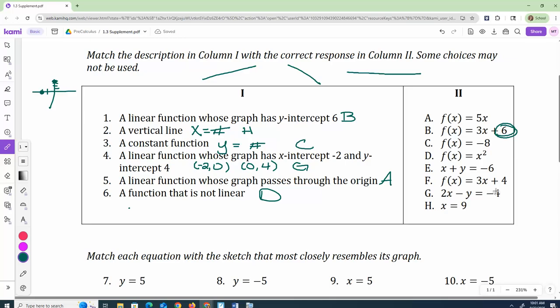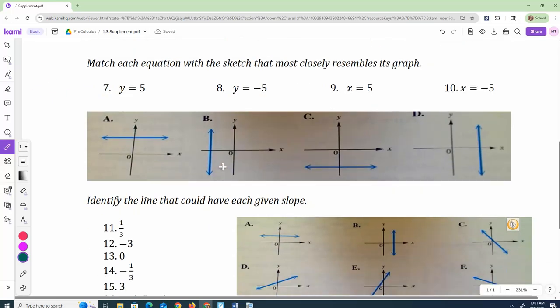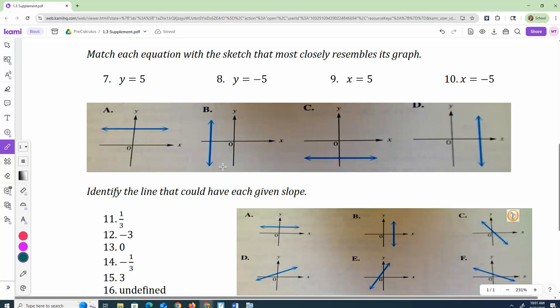How'd you guys do on the first 6? Did we miss some? No? Okay. So these, you just have to know. Y equals is what? Horizontal. So y equals 5 means a horizontal line at 5. So that would be A.